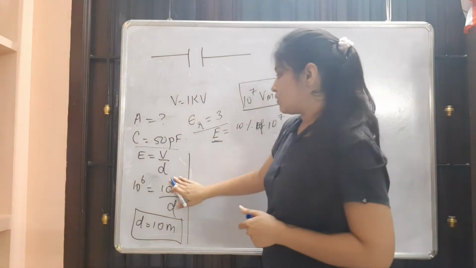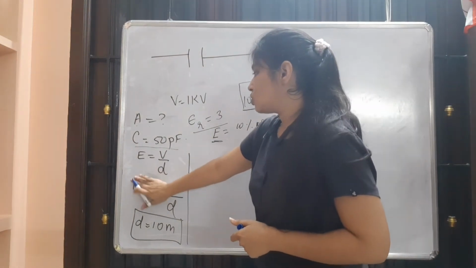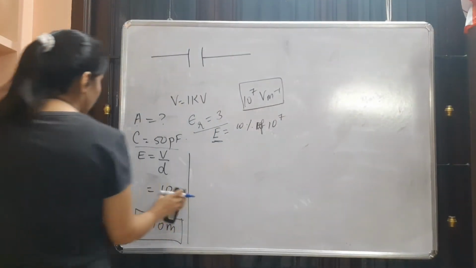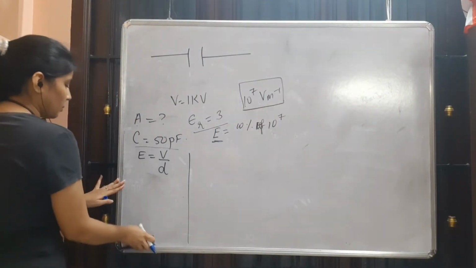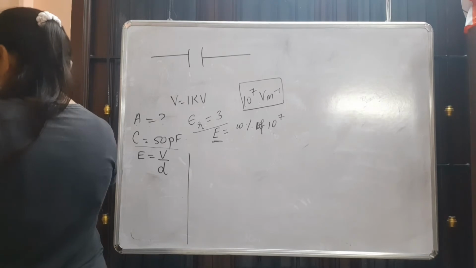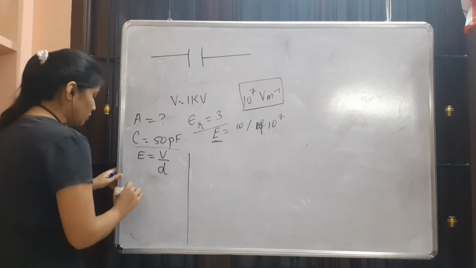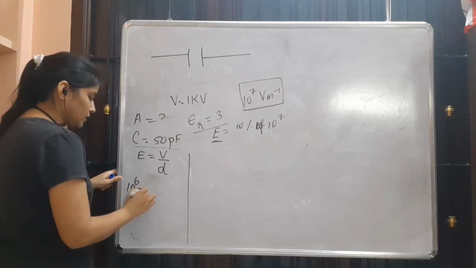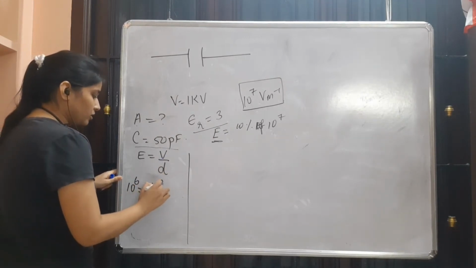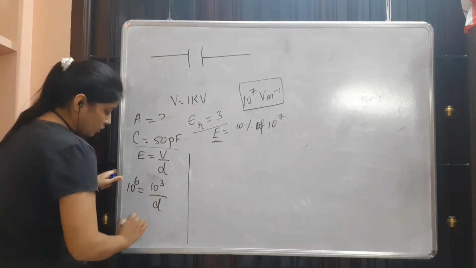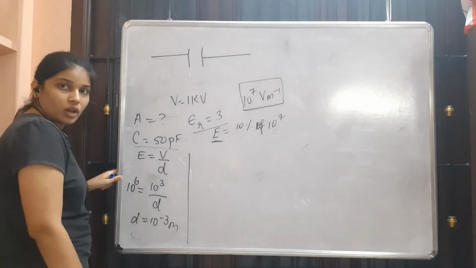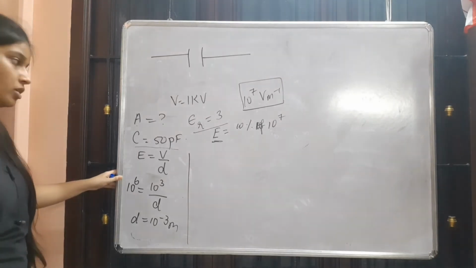Here we will begin with E is equal to V by D. The voltage that they have given is equal to 10 to the power 3 and D we have to find out. E is equal to 10 percentage of 10 power 7, so that is equal to 10 power 6. So V is 10 power 3 divided by D. Therefore D will be 10 power minus 3 meter.